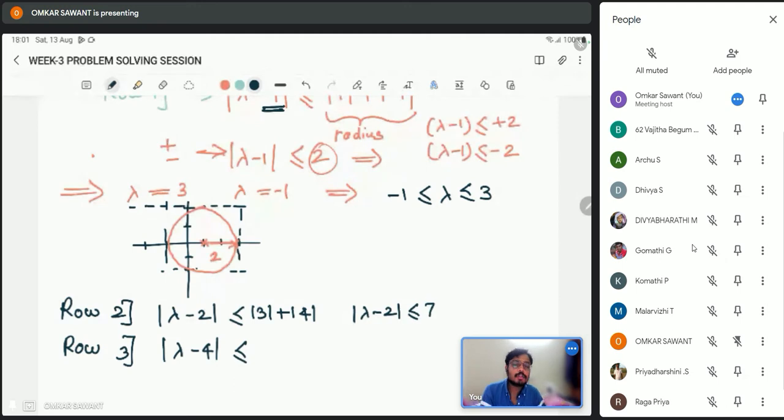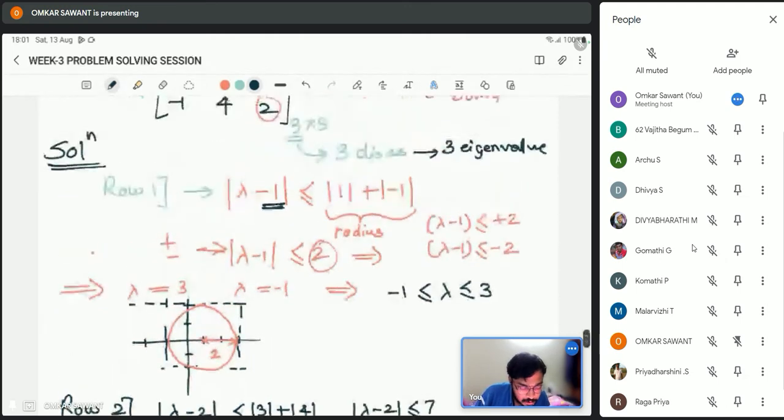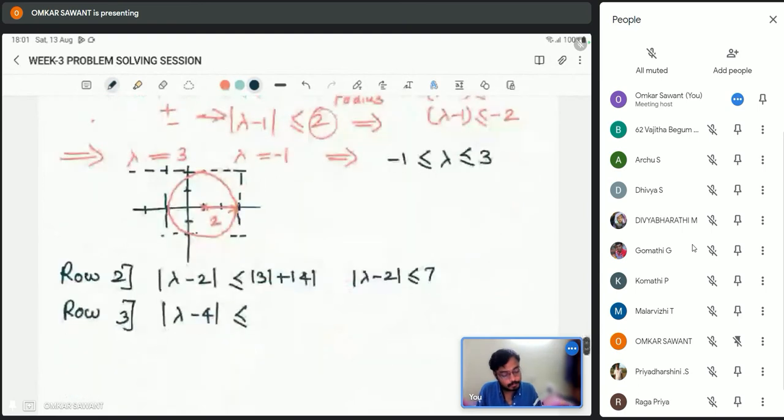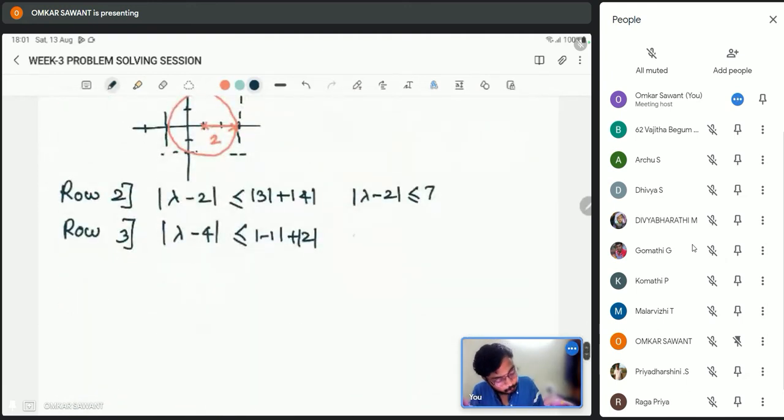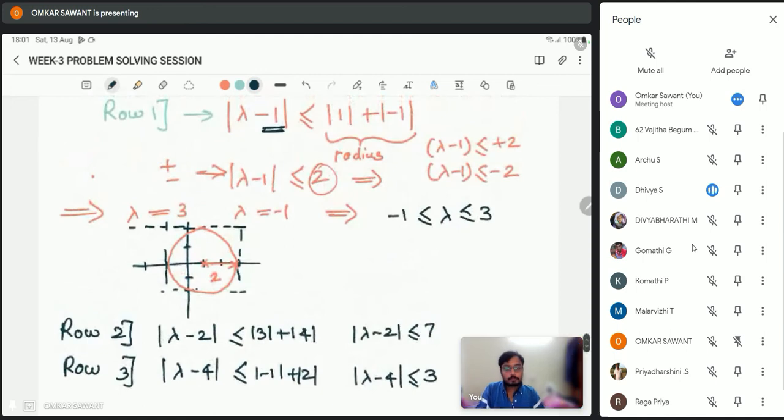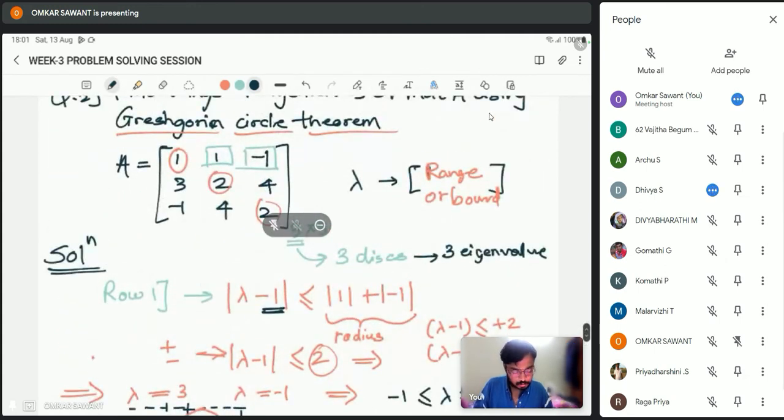Divya, what will be the center for the second row Gershgorin disk? Center of the circle. Sir, I have one doubt. Okay, tell me. In row 1, lambda equal to... Okay, lambda minus 1, can we get it, sir? Yes, sir. In row 1, what doubt do you have?